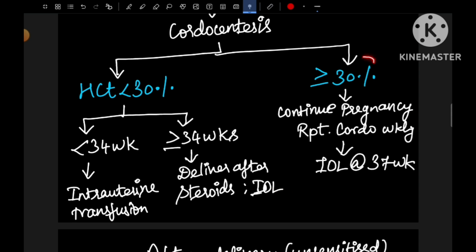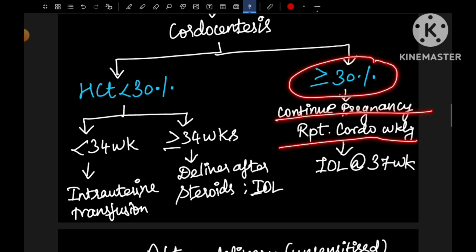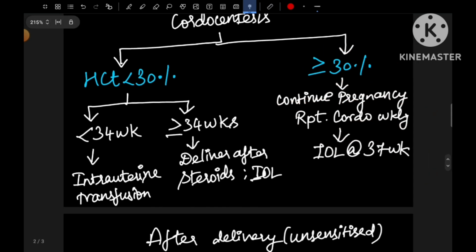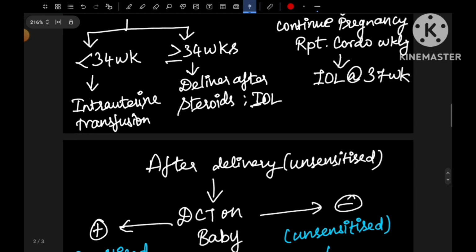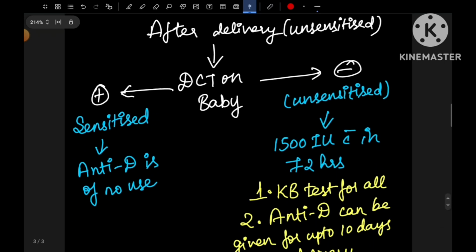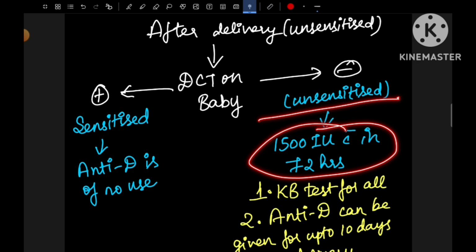Next, if the hematocrit is more than or equal to 30%, continue the pregnancy, repeat the cordocentesis weekly, and do the induction of labor at 37 weeks. Wait till 37 weeks and do the induction of labor. Now, after delivery, do a DCT, direct Coombs test, on the baby. If it is sensitized, then don't give anti-D, it is no use. But if it is unsensitized, give the anti-D prophylaxis, 1500 international units, within 72 hours.